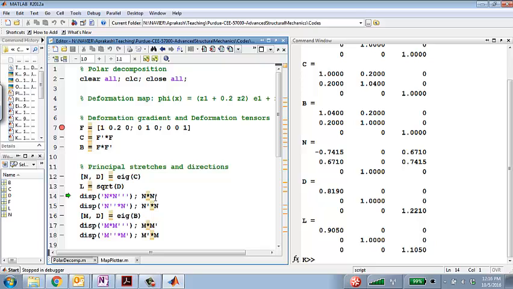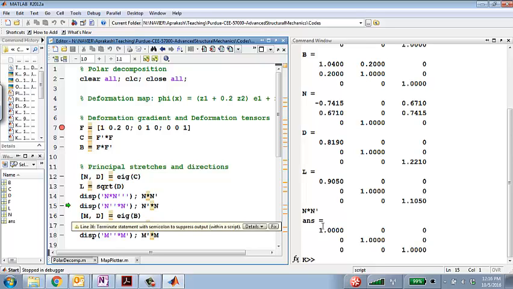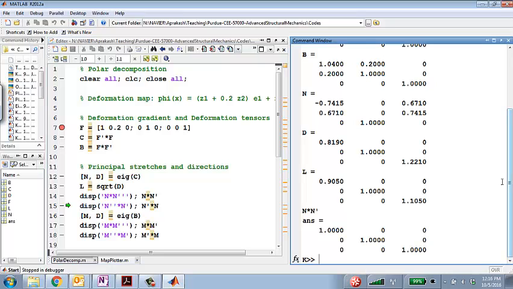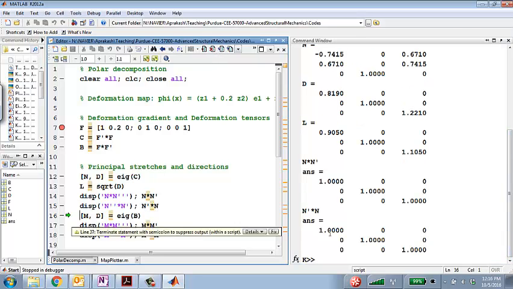And in matrices, it would be as simple as doing this n matrix times its transpose, or n transpose times n. So first I'll do n times n transpose, you get identity, which immediately means those three vectors are orthogonal. And no surprise, the next one, n transpose n, is also identity.